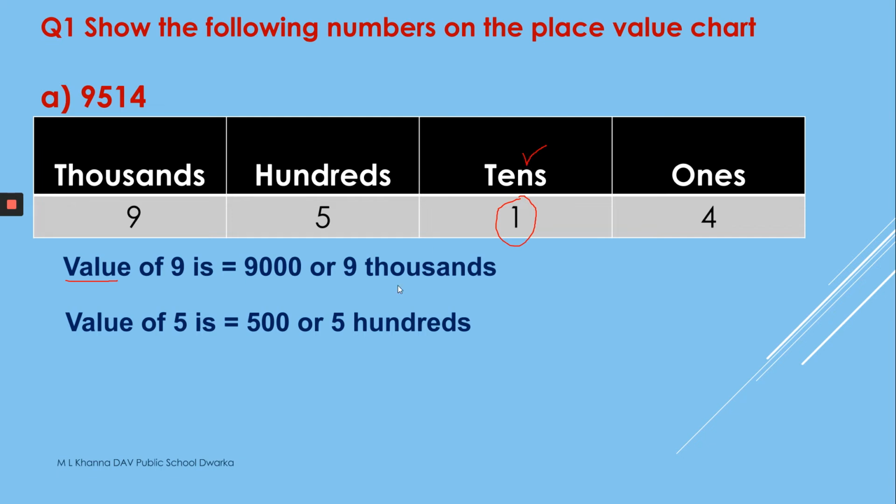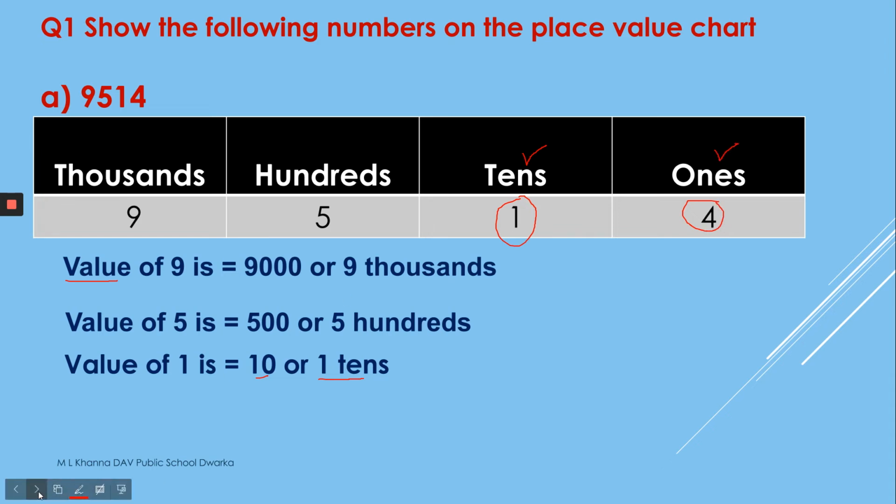Now children, tell me, what is the place of 1? Yes, it's tens. So what is the value of 1? That is 1 ten or 10. We can write it any of the ways. Can you tell me the place of 4? Yes, it is ones. And place value or the value of 4 is 4 or 4 ones.